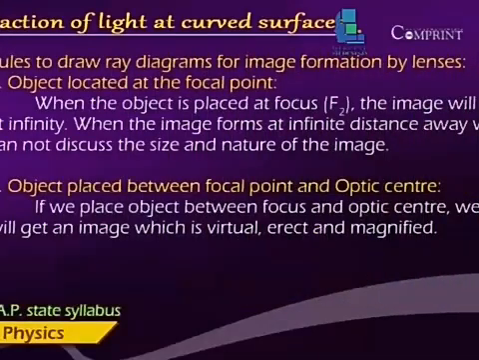Number 5. Object located at the focal point. When the object is placed at focus F2, the image will be at infinity. When the image forms at infinite distance away, we cannot discuss the size and nature of the image.